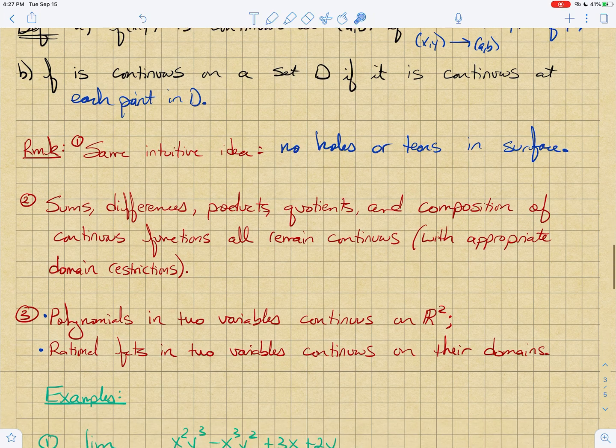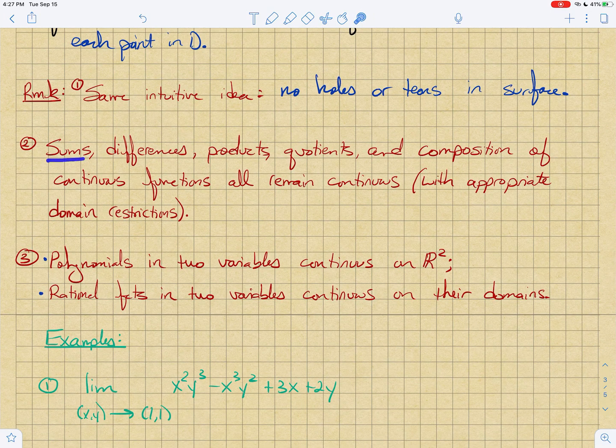All right, so second remark is that sums, differences, products, quotients, compositions of continuous functions, they all remain continuous as long as you're careful with domain restrictions. I'm not going to say any more than that. Here's the takeaway that I want you to have: everything works more or less the way that you think it should as long as you're careful with domain.